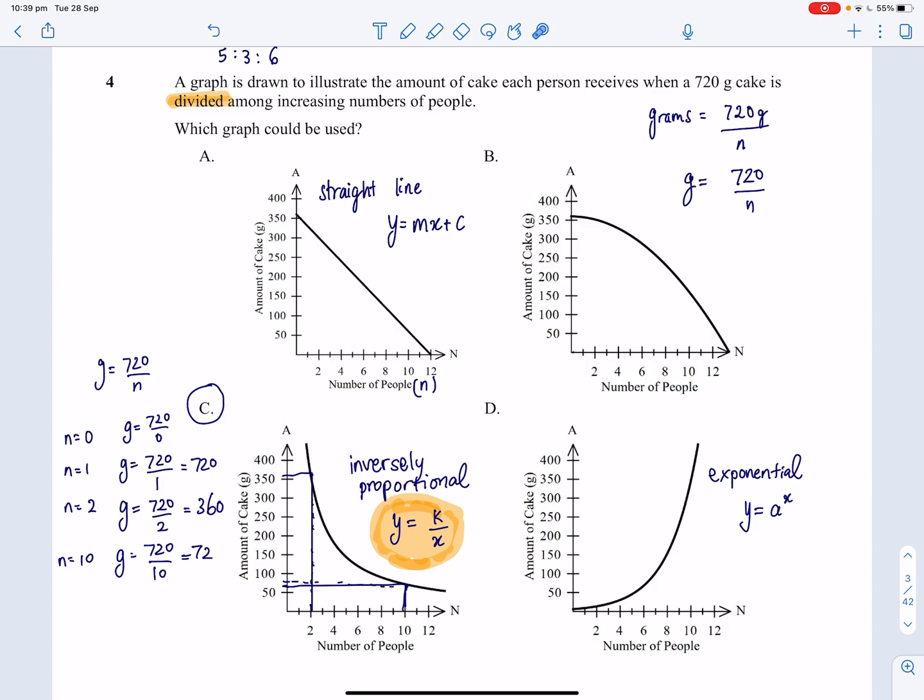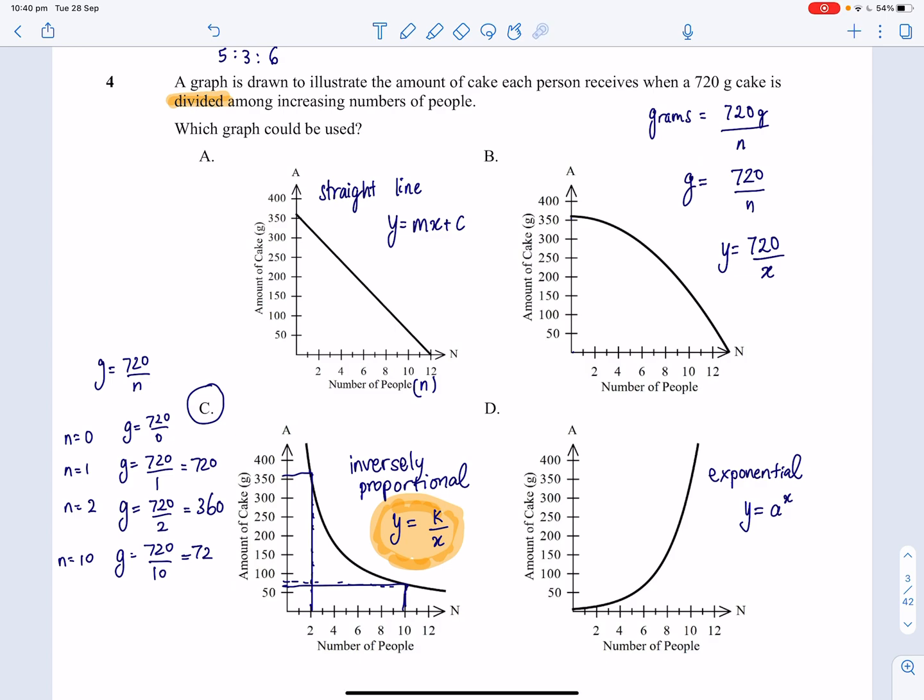So if we're reading this, it says that each person receives, so how many grams a person receives when a 720 gram cake is divided among increasing numbers of people. I read that as the grams we get is equal to 720 grams divided by the number of people we have, or G equals 720 divided by N. You could replace the G and the N with the Y and the X, just to help you a little bit if you need that.